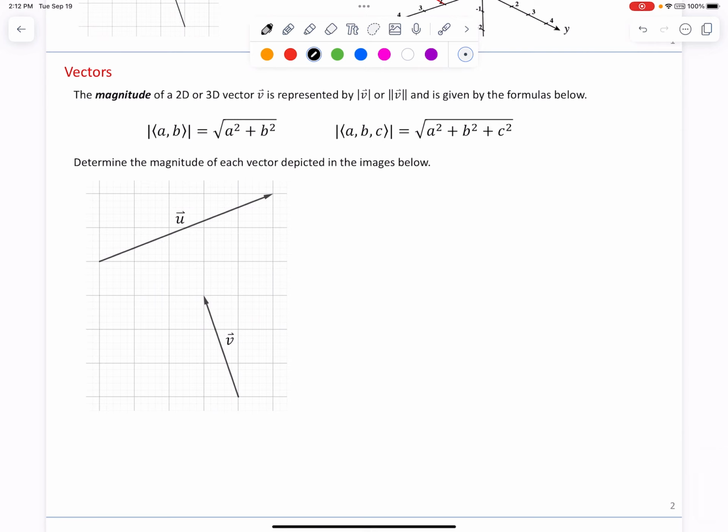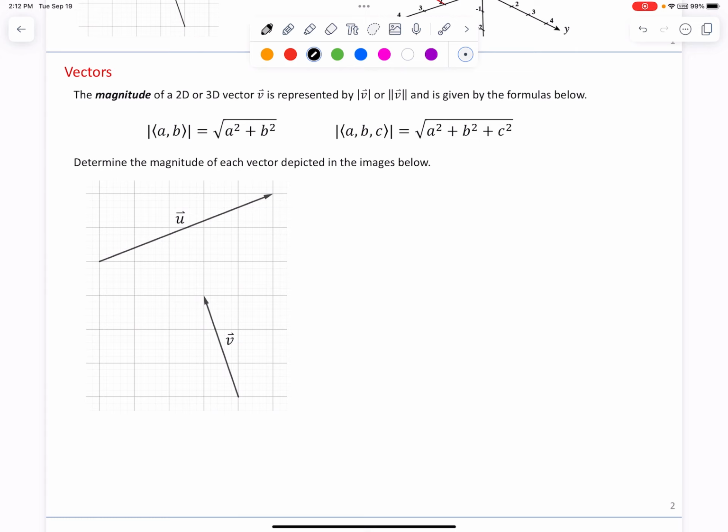The magnitude of a 2D or 3D vector v is represented by putting the vector v in absolute value bars, or you could do double absolute value bars. For this course, we'll just use single absolute value bars. And it is given by the formulas below. So the magnitude of a two-dimensional vector is simply the square root of the sum of the squares of its components. And that generalizes to a three-dimensional vector. The magnitude of a three-dimensional vector will be the square root of the sum of the squares of its components. These are really just variants of the Pythagorean theorem being used.